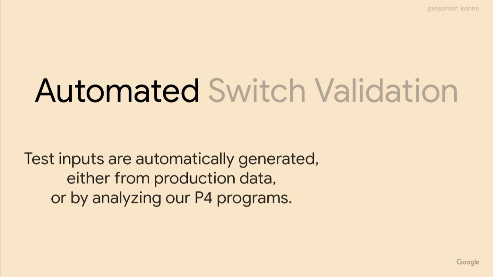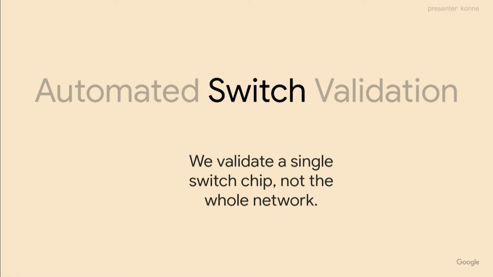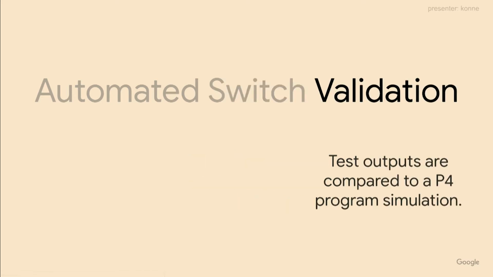Now, the second word is switch. That means we're verifying a single switch. So these techniques that I'm describing are not for the whole network, just a single switch. And we're hoping if we hammer out this contract very clearly, it's going to be much easier to build a reliable network on top of that. And then lastly, we have validation. For the outputs from our actual switch, we need to make sure that they are correct, that they are what we expect them to be. And so we compare them to what a P4 simulator would do with the same state and the same packets that the switch is receiving.